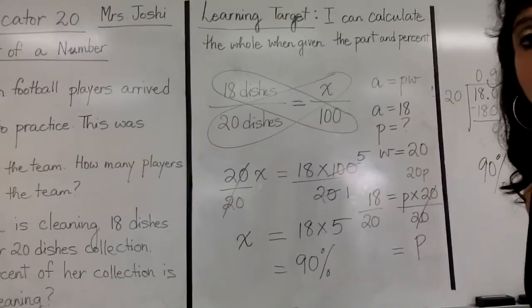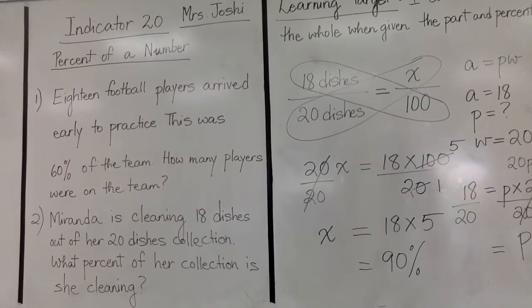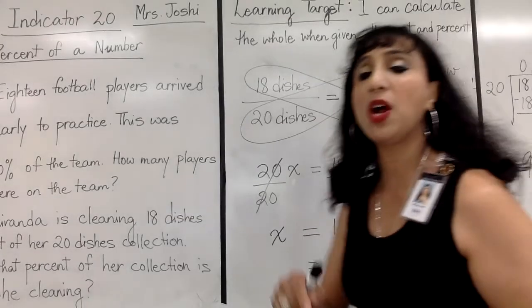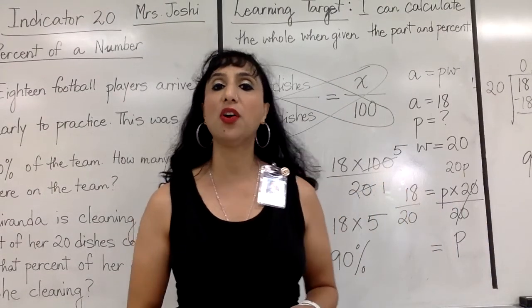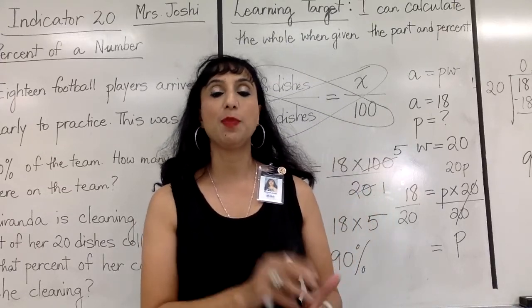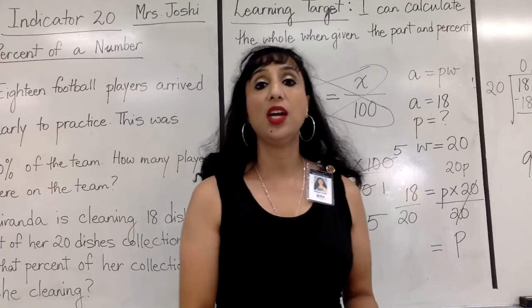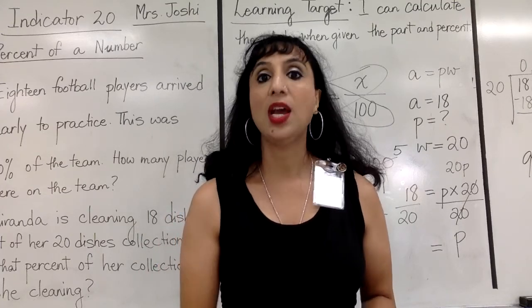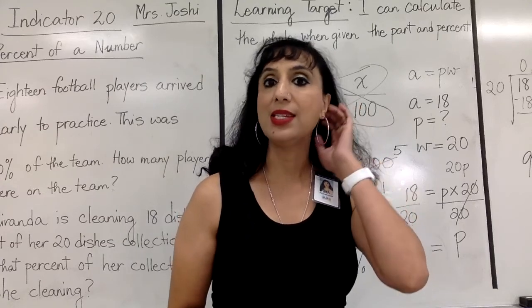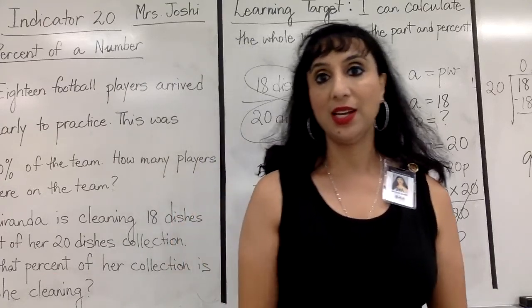So if it's asking, for example, Miranda is cleaning 18 dishes out of her 20 dish collection. What percentage is that? So the percentage would be 90%. And this is how I calculate it. So you can use either the cross products method, or you can use the formula A is equal to PW. You've got to know which is part of the whole, which is A. You've got to know that P stands for percentage and the W stands for the whole. And then you just substitute the values and then you can simplify or use the proportion method.